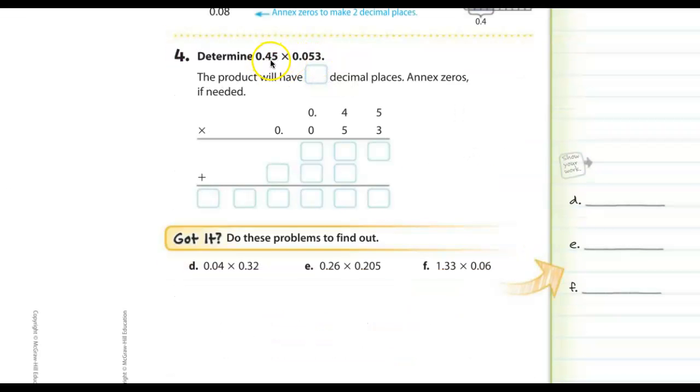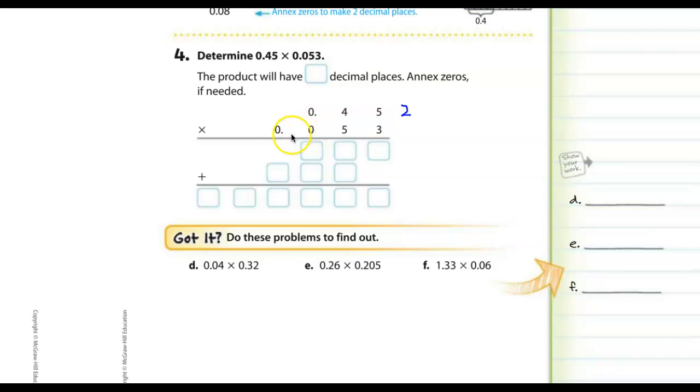We're going to multiply 45 hundredths times 53 thousandths, which looks a little scary, but it really should be no scarier than multiplying 2 digits by 2 digits, 45 times 53. So ultimately, though, the first question they ask you here is how many decimal places will the product have? And we can go ahead and answer that because this first number has how many places after the decimal? Answer that for me, please. Very good. It has 2.